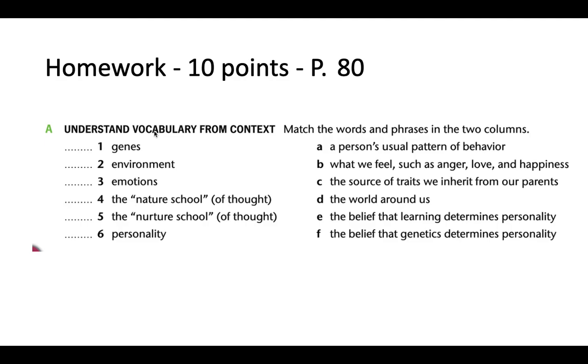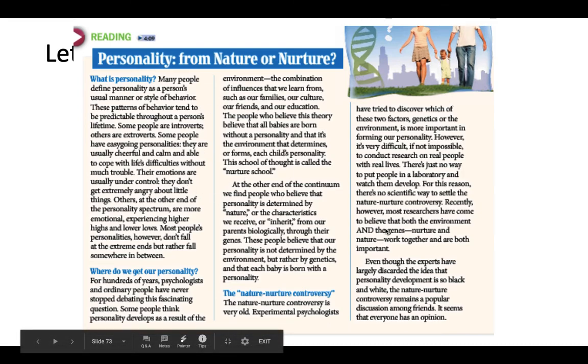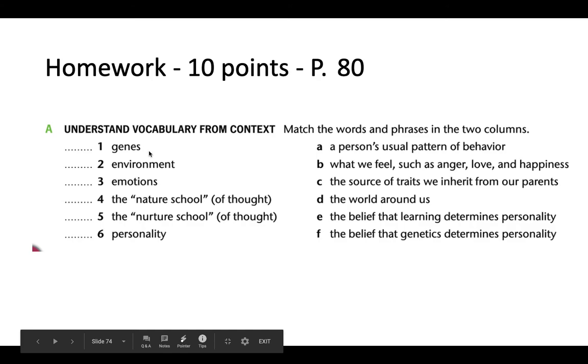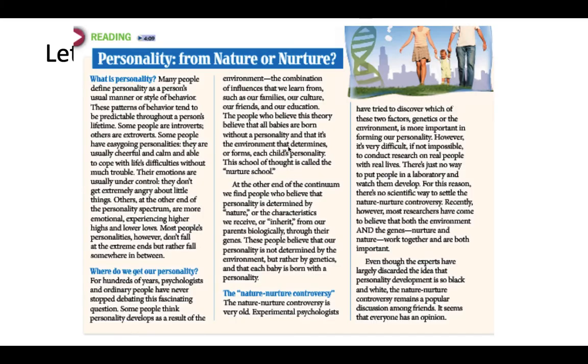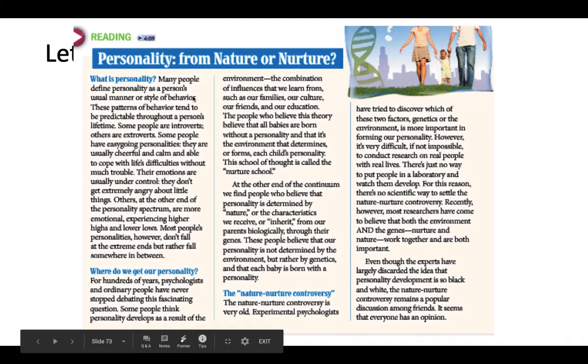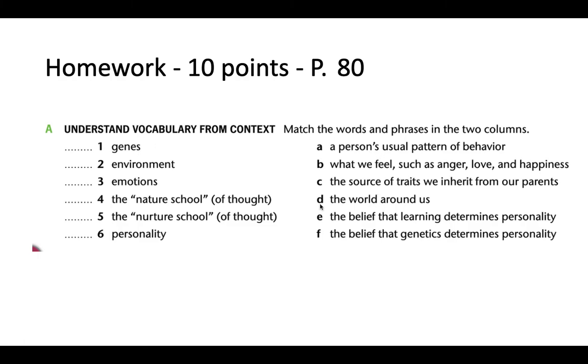Okay, so the homework here, this is for 10 points. This is on page 80. Okay, this is page 80, and down at the bottom, there's a section here. We have genes, environment, emotions, the nature school of thought, the nurture school of thought, personality. Okay, I suggest reading through this first and then match these up with the answers. Okay, in class, I'll just check to see if you're finished.